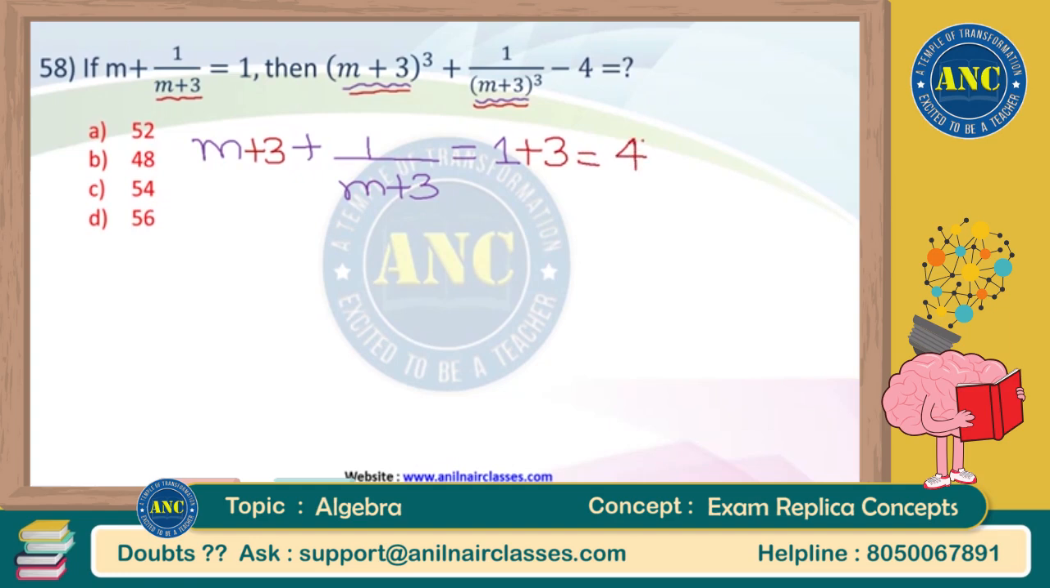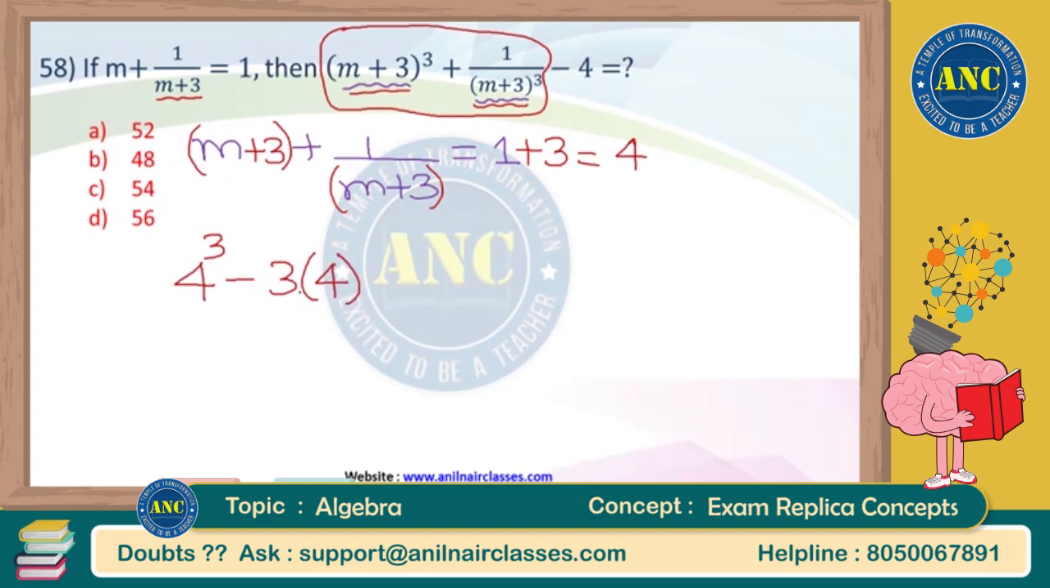That means, in simple language, let me call m plus 3 as x for the time being. If you are getting confused, let me call it that; otherwise you can directly solve it, sir. X plus 1 by x is 4. They are asking the value of x cube plus 1 by x cube minus 4. X cube plus 1 by x cube is k cube minus 3k, that is 4 cube minus 3 into 4. Minus 4 in the question, I will write as it is. 64 minus 16. Answer is 48.